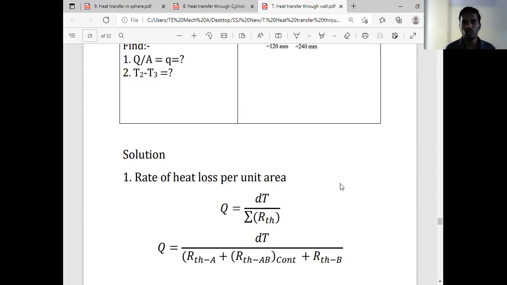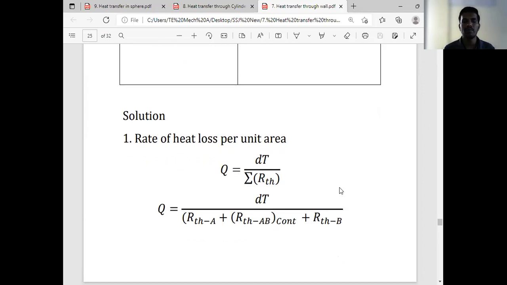So whatever the diagram we have drawn, for that we have to write down the equation. Q is equal to temperature difference divided by thermal resistance of plate A, then contact thermal resistance of interface AB plus thermal resistance of plate B.